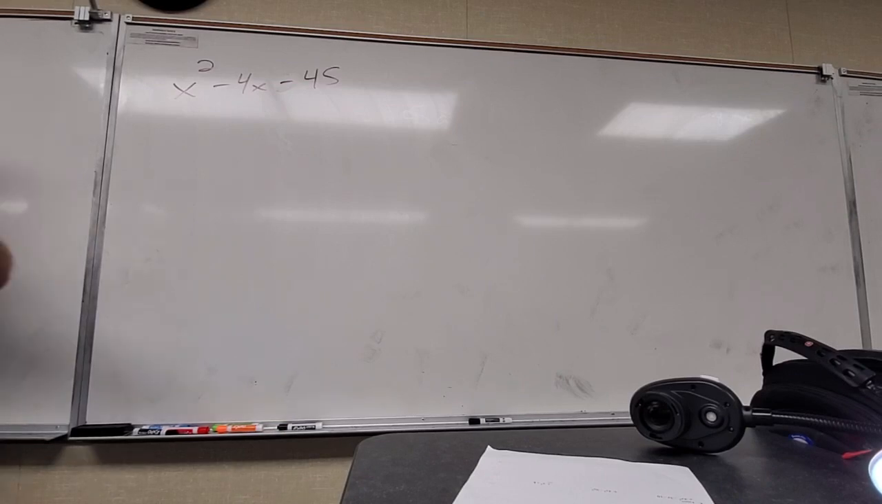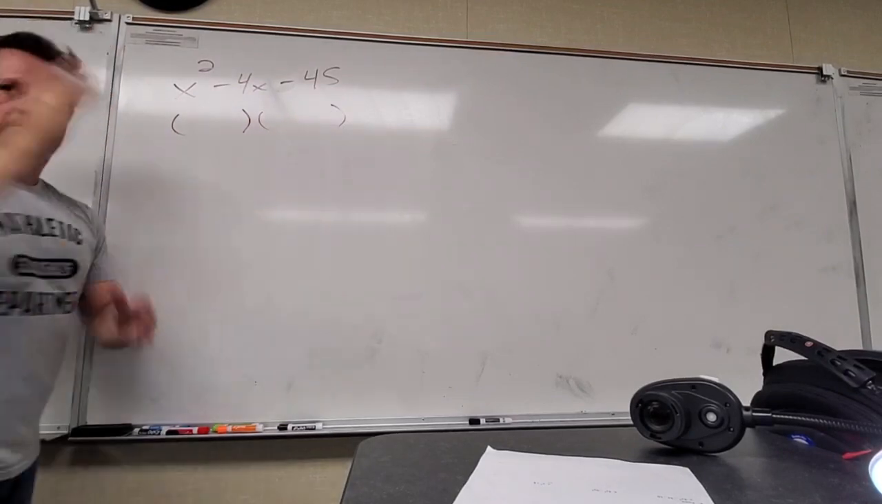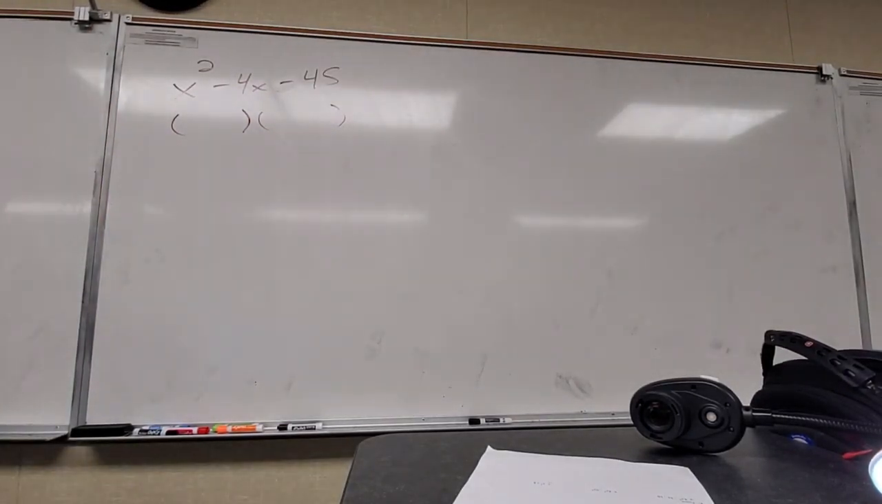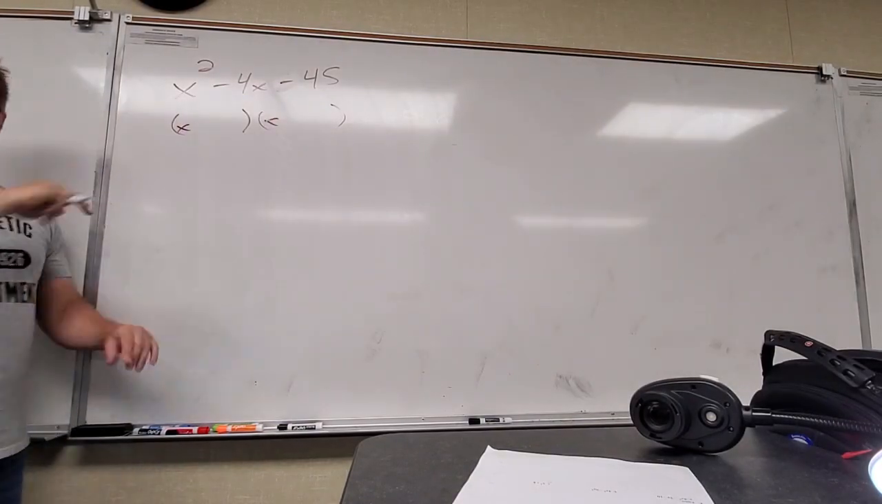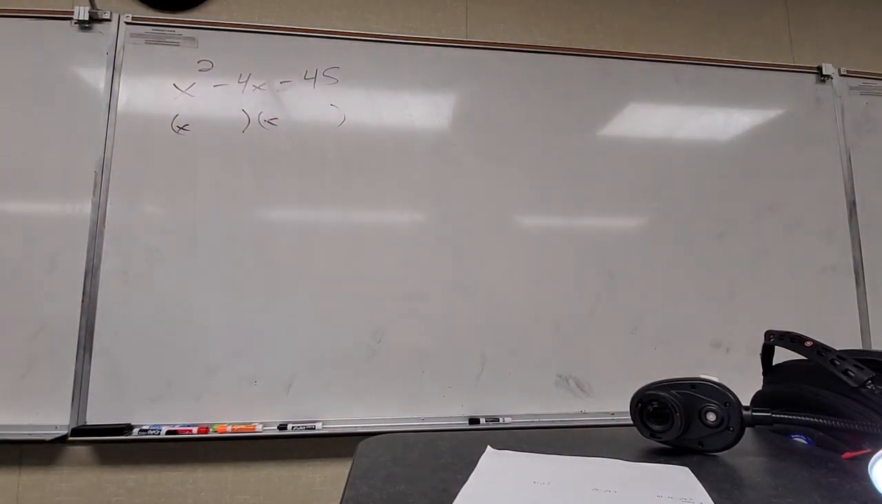One thing I know for sure is that this came from two binomials, right? You with me? And what do I know for sure goes at the front? x and x, because that makes x squared. So that first piece is easy. It's the numbers that are all free. Don't tell me the answer, but what do I need to have happen?